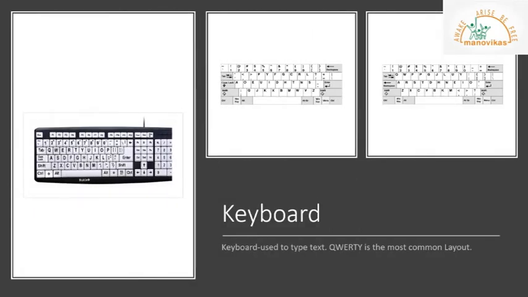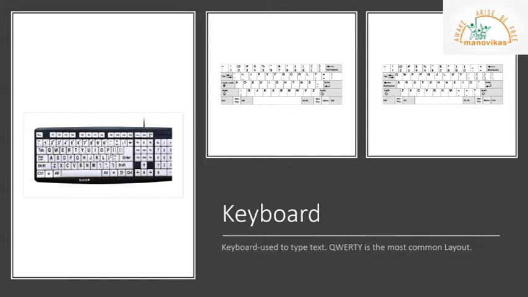A keyboard is the primary and the most widely used input device. It is used to type text into the computer. It has alphabet keys, number keys and special keys. It can be connected to the CPU box through a cable or it can also be wireless.